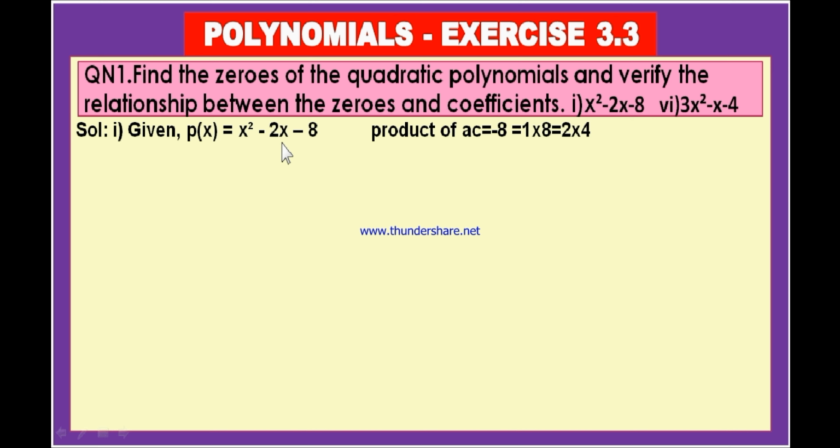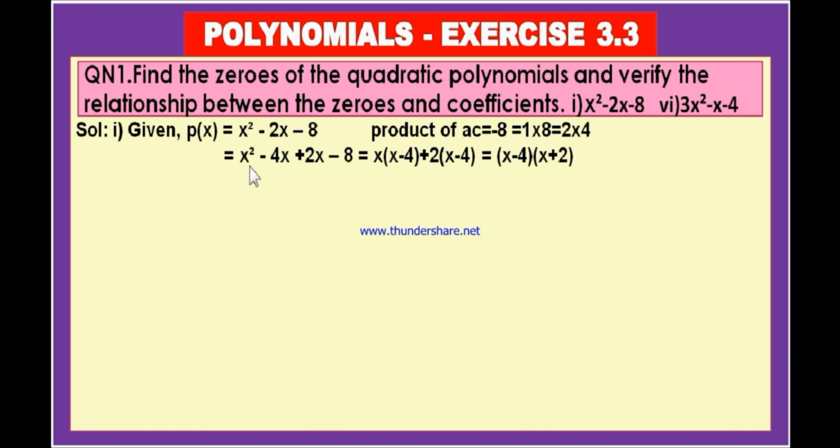Therefore, in order to factorize this, let us write this minus 2x as plus 2x and minus 4x. You came across this method in 9th class. Okay, now you see x square, this minus 2x can be written as minus 4x plus 2x minus 8. You see what is minus 4x plus 2x? Minus 2x only. Therefore it is equal now, no problem.